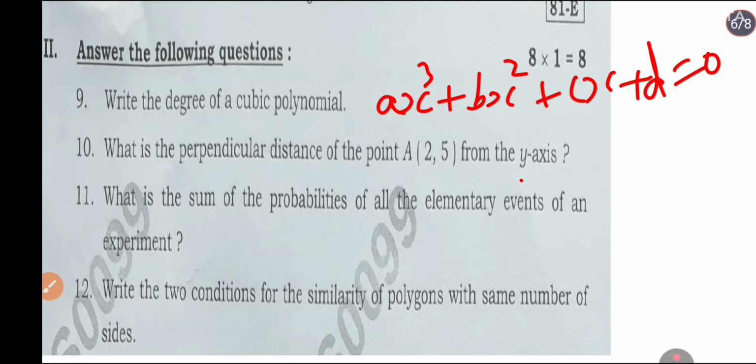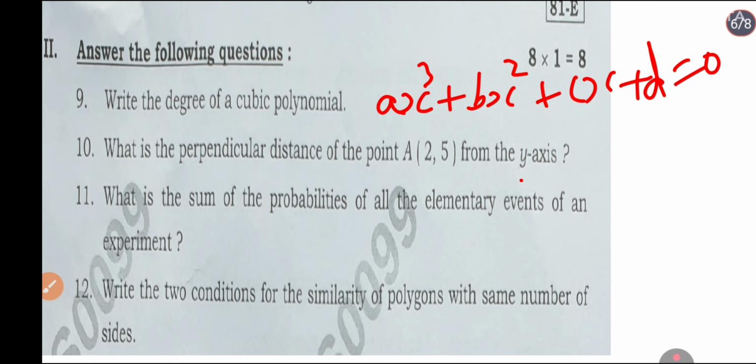Question number 11. What is the sum of probabilities of all elementary events of an experiment? The sum of probabilities of all elementary events of an experiment will always be 1. Now next, question number 12.